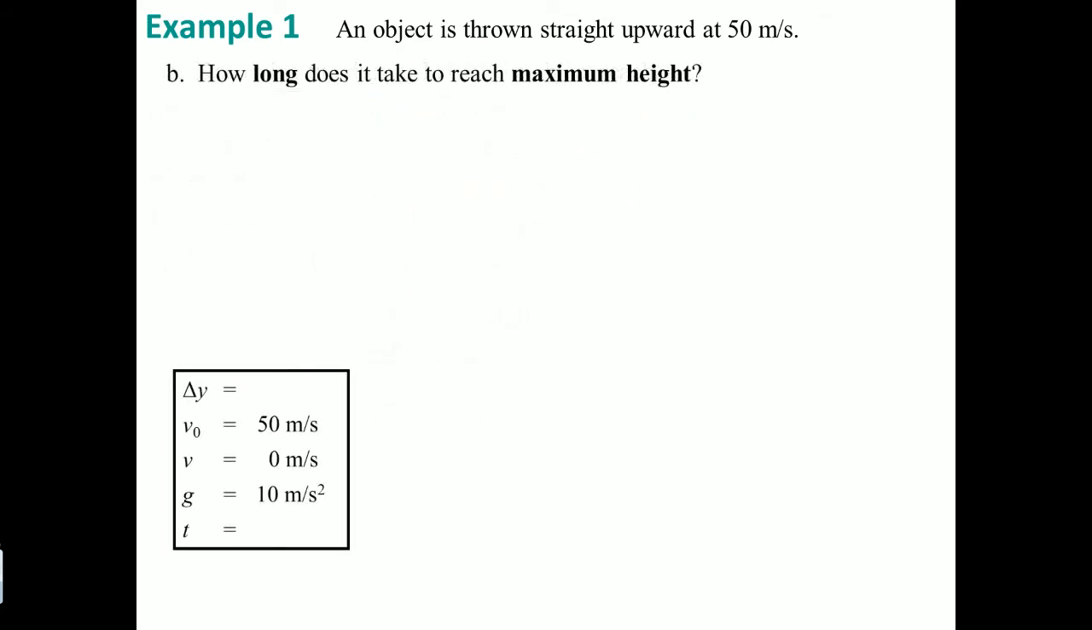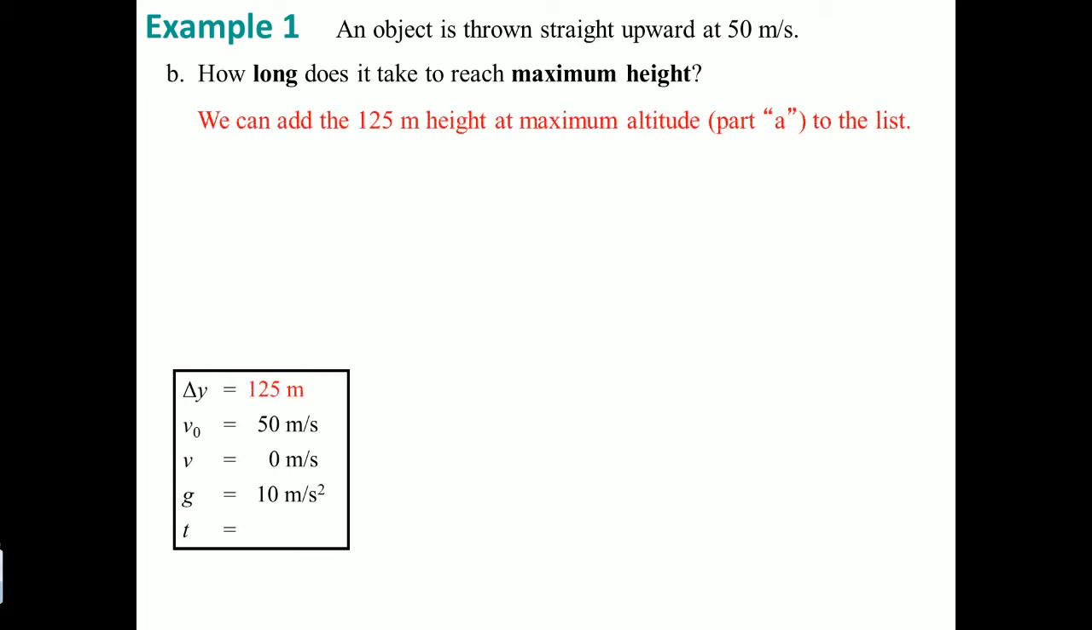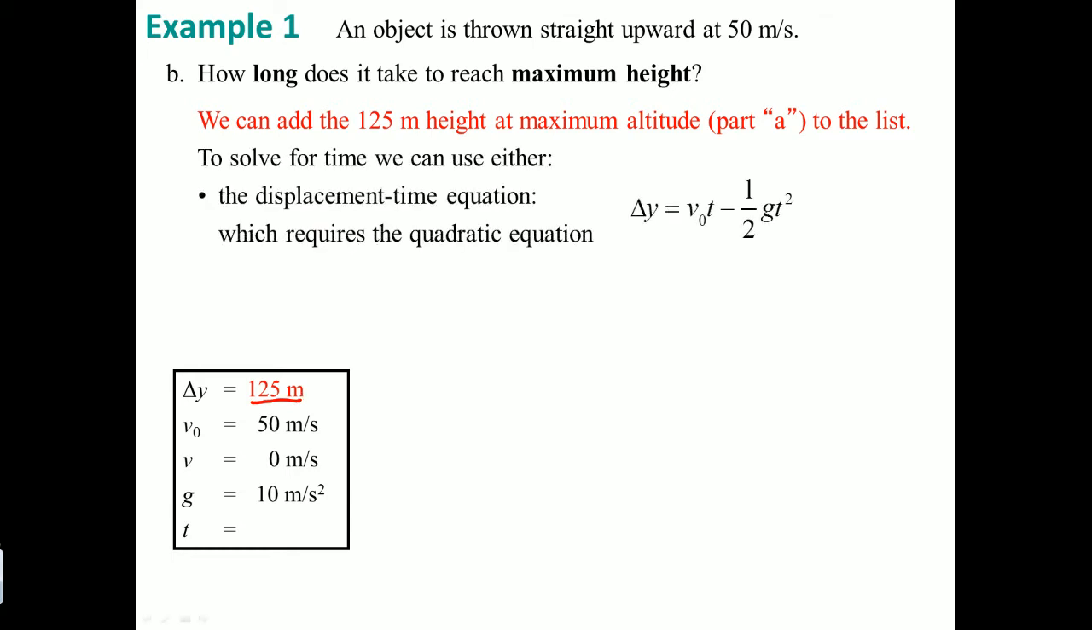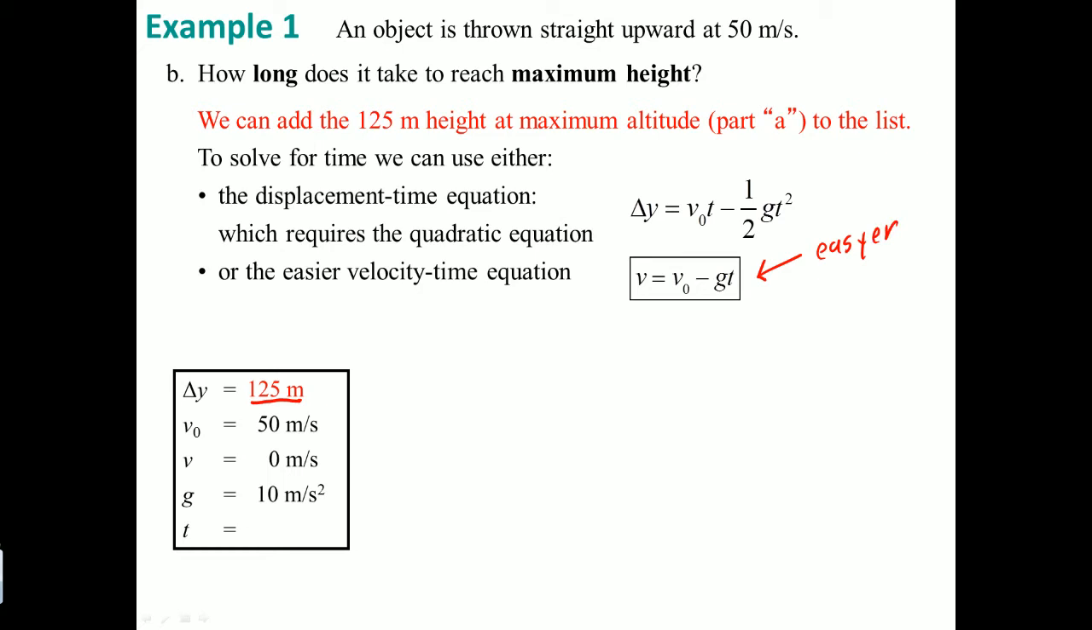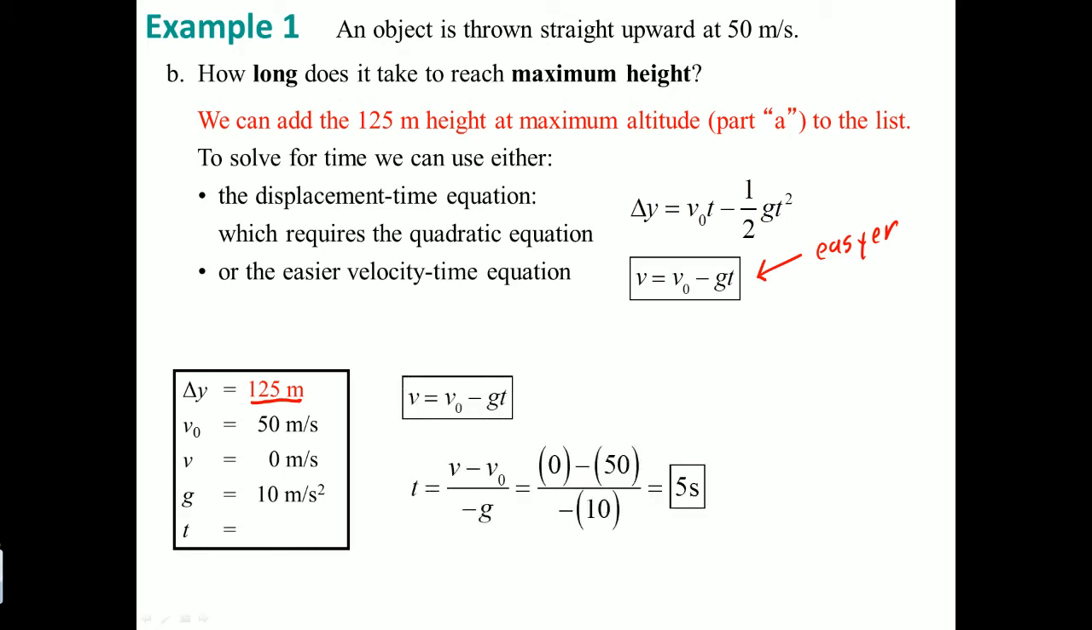Next, how long does it take to reach its maximum height? Well, we know we got the 125 meters from the equation from before, and now we can solve for time. You can either use this equation or you can use this equation. Either way, it works. This one is easier to work with, given the fact that you know time and your initial velocity. So here you can plug it in, and you should get the same answer. You can use this one if you would like, but you're still going to get the same answer.